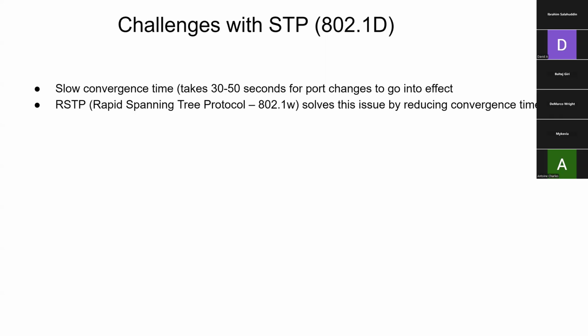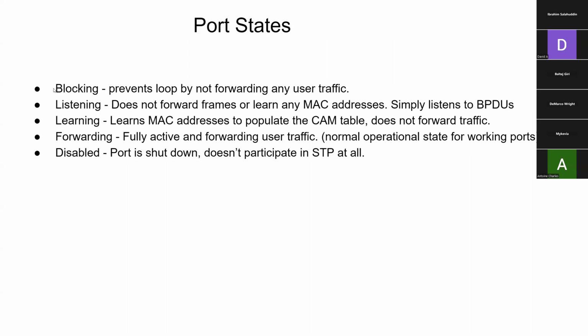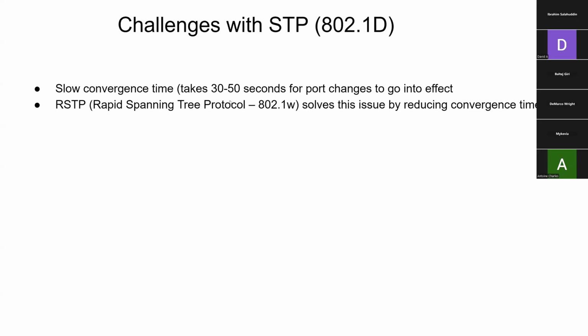Now, I want to go over some of the challenges with spanning tree protocol. It has a slow convergence time. What is convergence time? These are basically all the port changes that go into effect. This is what we were talking about before with the different port states. It has to go through each of these port states to get to the forwarding state, but it takes a little while. It'll take between 30 and 50 seconds for port changes to go into effect.